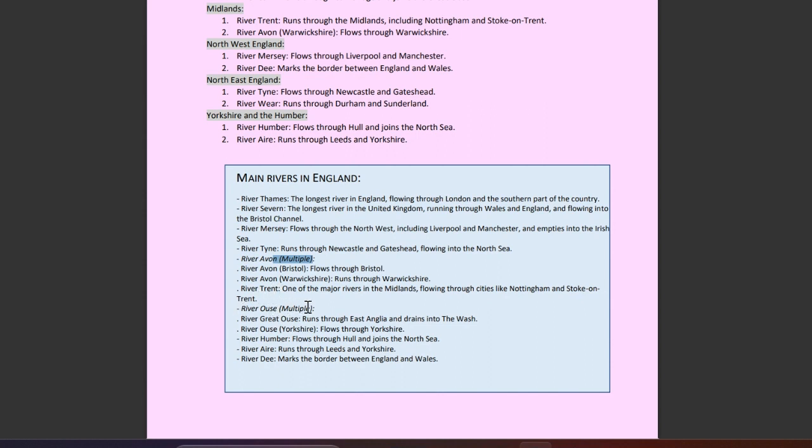Again, we have this word multiple. In this case, River Ouse, because we have River Great Ouse, running through East Anglia and directly into the Wash. River Ouse in Yorkshire flows through Yorkshire, of course. River Humber flows through Hull and joins the North Sea. Then we have River Aire, runs through Leeds and Yorkshire, and River Dee marks the border between England and Wales.